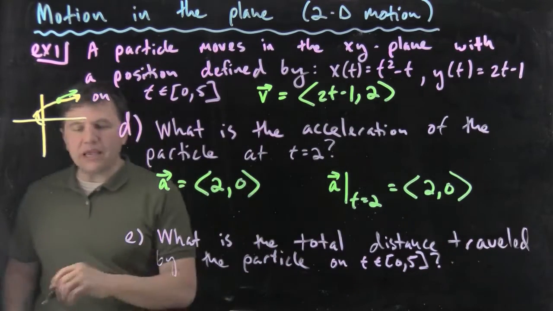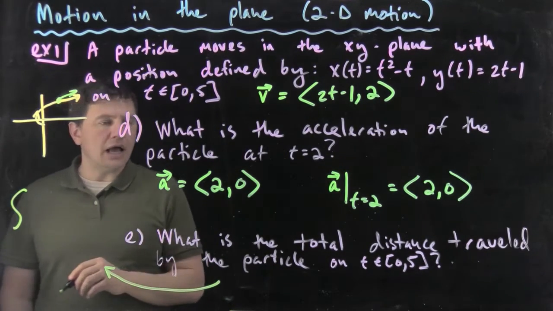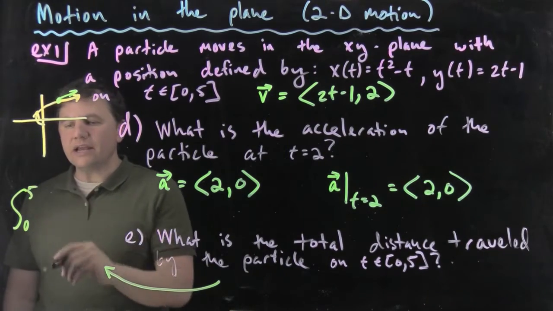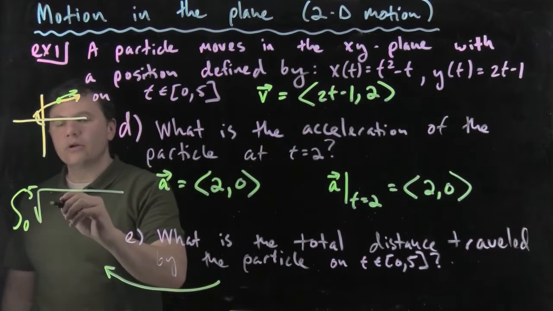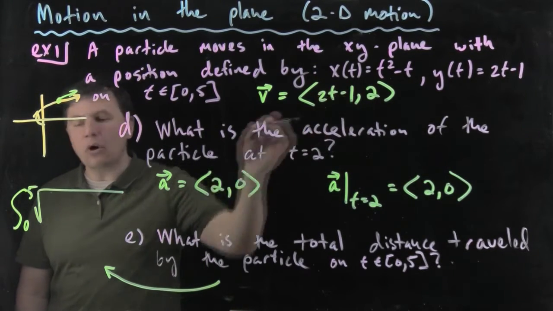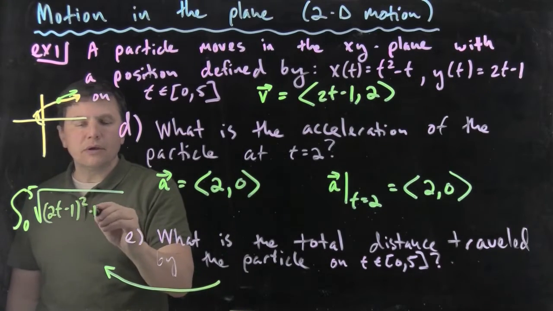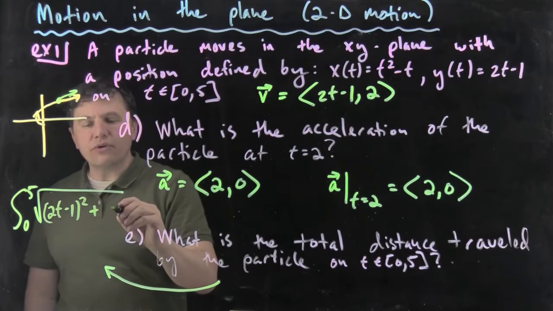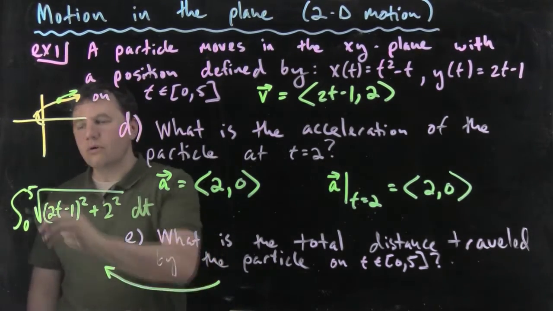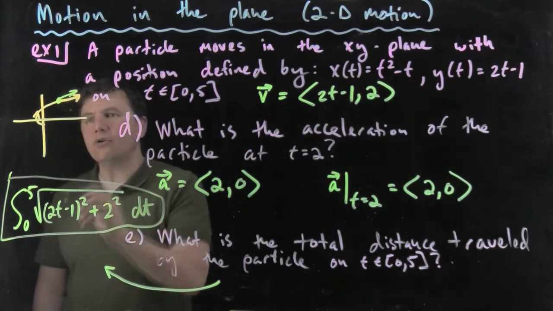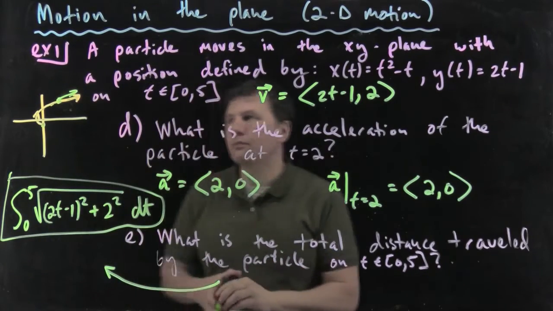All right. So that means, and I'm just going to do this over here, it's going to be the integral, starting at 0, ending at 5, of the square root of the derivative of the x component squared plus the derivative of the y component squared. And there you go. That is going to give us our total distance traveled. And once again, what we're really finding is the length of that curve from 0 to 5.